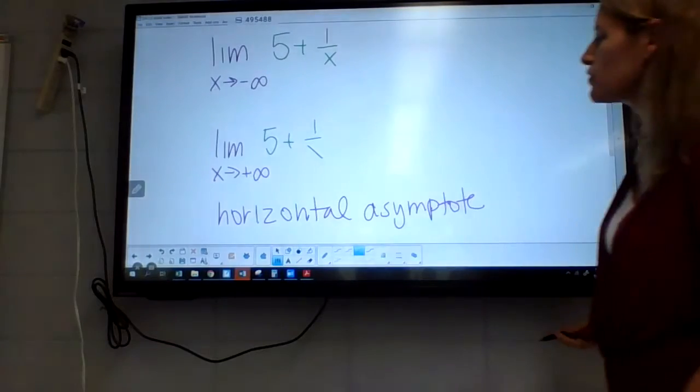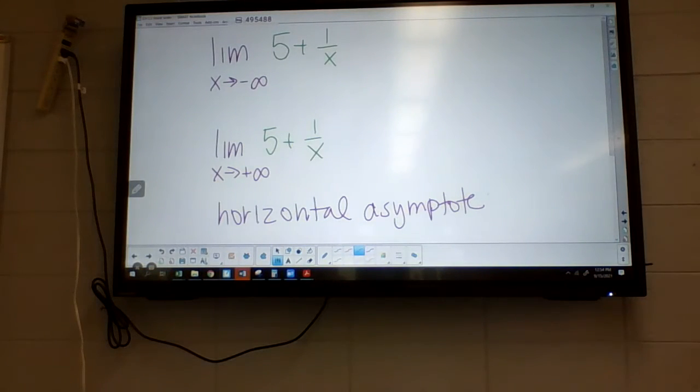Okay, so a very different equation from what we've seen before. It's 5 plus 1 over x. Wait, what was the word for the second one? Horizontal asymptote. Yeah, what was it for the second one? There should only be one horizontal, so it's that flat line that it's approaching.